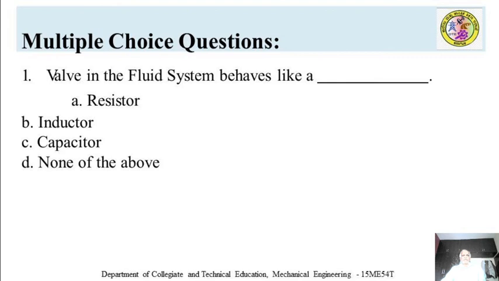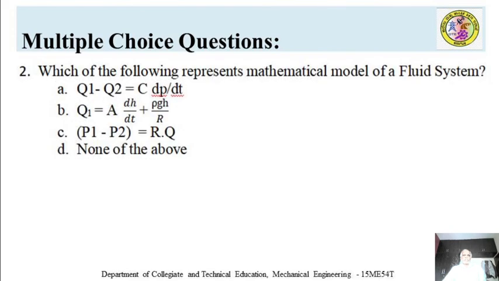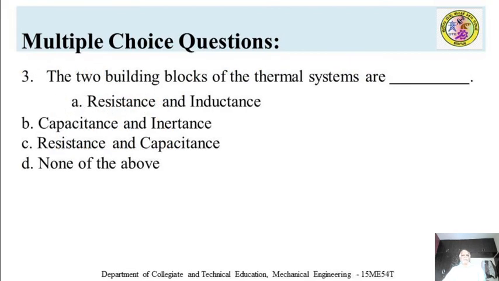Now let us recall what was studied in the session through multiple choice questions. A valve in a fluid system behaves like a resistor. Which of the following represents the mathematical model of a fluid system? The mathematical model is Q1 equals A dH by dt plus rho gH by R. It is the mathematical model for a fluid system.